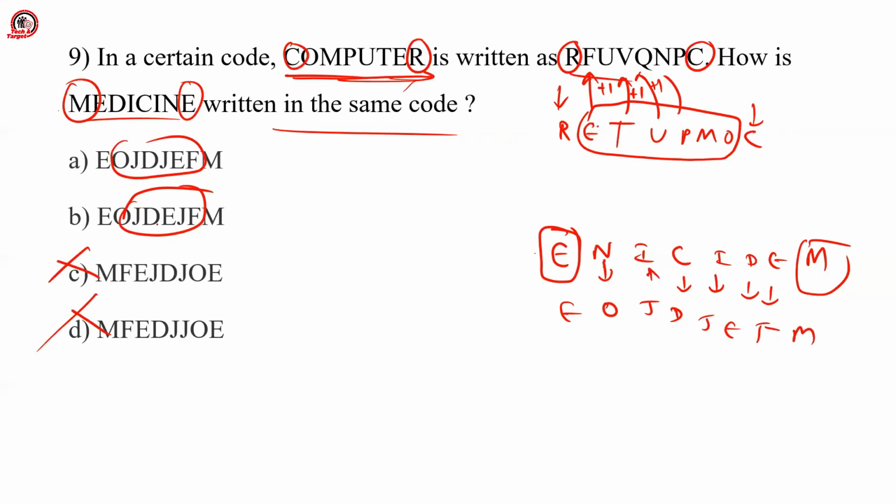So E, O, J, D, J, E, F, M. So this is the right option. So we'll mark option A as the right answer for this question. So basically you're reversing the entire word, then you are keeping the first and last letter the same, and for all the remaining letters you are adding 1 letter.